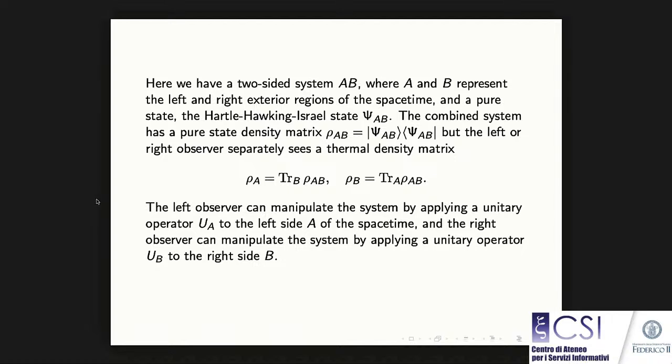The left observer can manipulate the system by applying a unitary operator to the left of the spacetime. The right observer can manipulate the system by applying a unitary operator to the right.